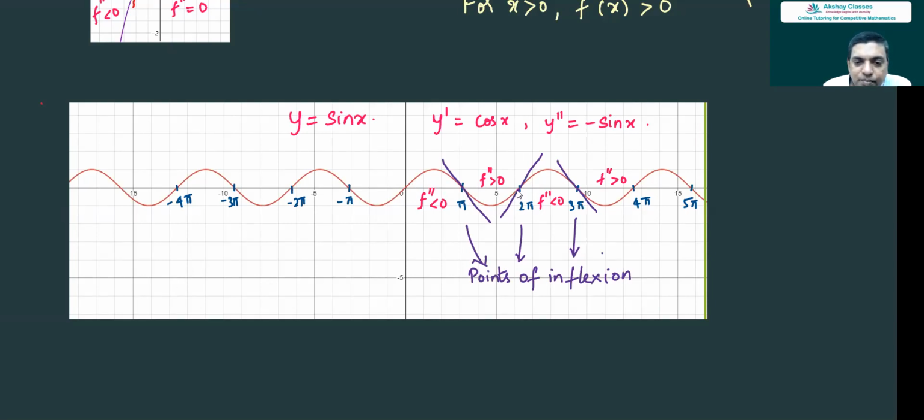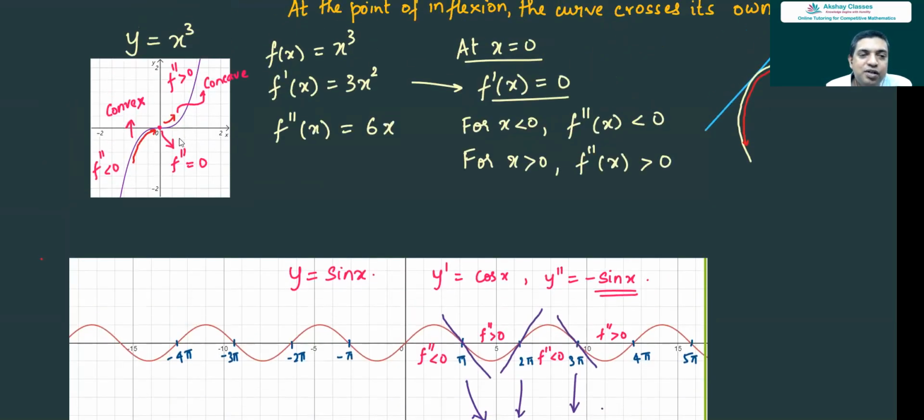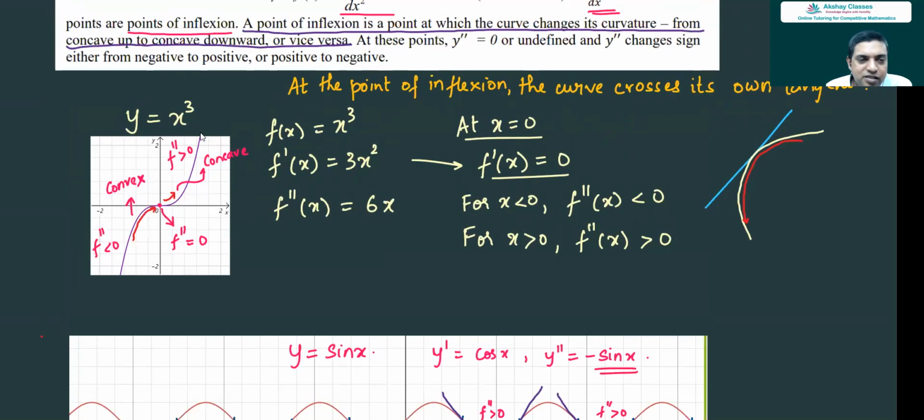At these points, pi, 2 pi, 3 pi, the second derivative is 0. And across these points, the second derivative is changing the sign from negative to positive, from positive to negative, negative to positive, and so on. So these are called the points of inflection. Sometimes the points of inflection may have the first derivative as 0, but because they are points of inflection, you will not get a maximum or minimum.